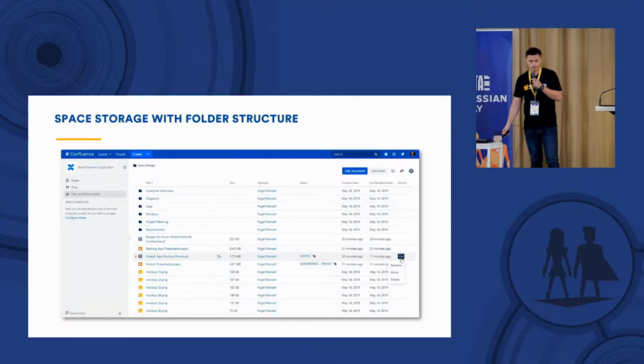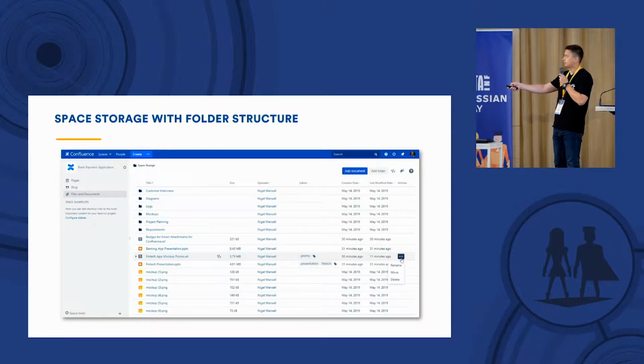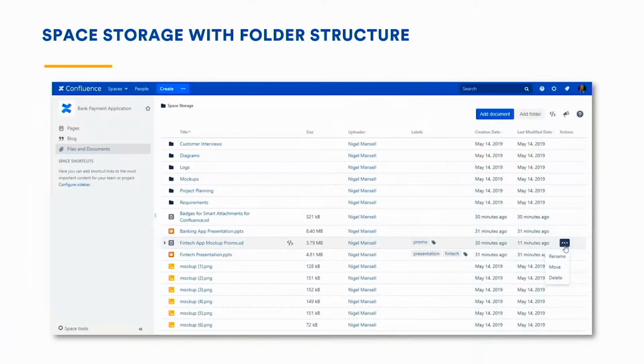So how does our app help you to address this issue? Our app integrates with Confluence, and here you will see within each space a special section, Files and Documents. When you click it, you will open this space storage, and here you can add folders, upload documents, and perform all the basic operations, like you are used to in Dropbox, OneDrive, or any other file sharing service.